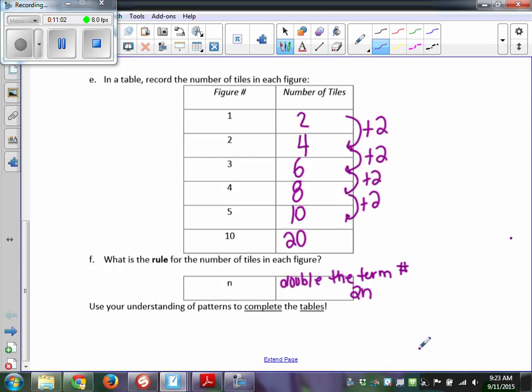So if you notice for each of these, if I have figure 4 and I double it, I'm going to get 8, which lets me know how many tiles I have. If I have figure 5 and double it, then I'm going to get 10, which I can also represent as 2n. So if I have figure 75, what I know is that I can just double 75, okay, 2 times 75, and I can get the number of tiles.